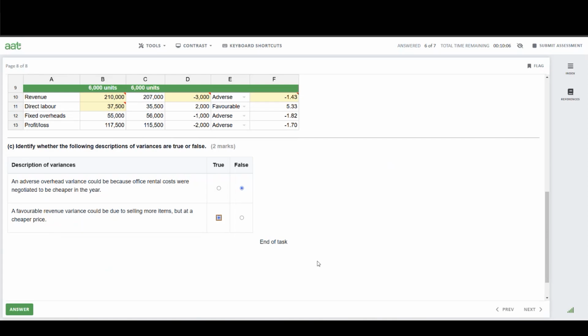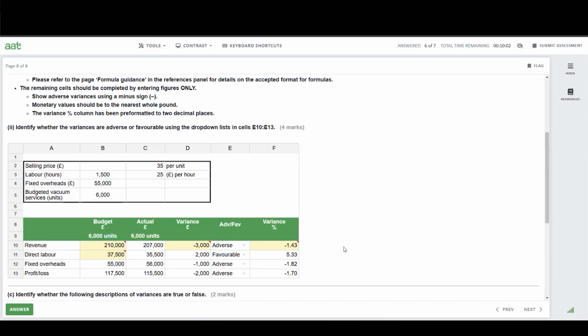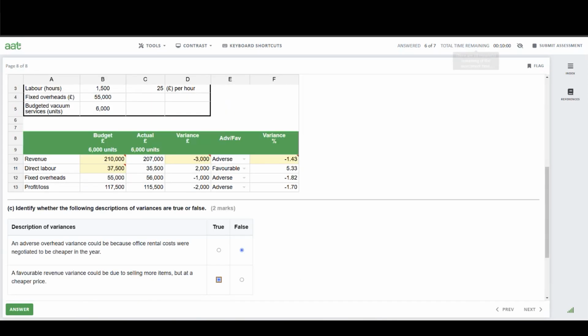Okay, so that's it. We've reached the end of the task now. We've completed all 7 tasks. Can you see we're on page 8 of 8 here on the top left-hand side? In the actual exam, make sure you go back, check through every question, every task. We've still got 9 minutes left on the timer here. Go back through every task, make sure that you've put an answer in every box.